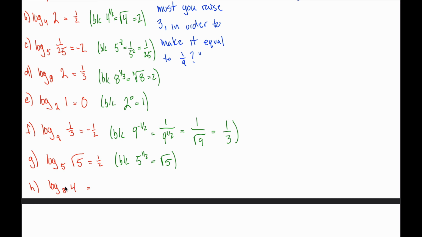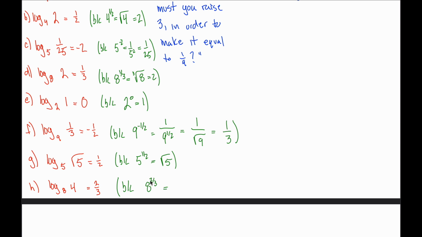Nah, 8 to the 1/2 would be the square root of 8. And the square root of 8 is not 4. The square root of 16 is 4. This answer is not 1/2. It'll end up being 2/3. And the reason why it's 2/3 is because 8, when you raise it up to the 2/3 power, gives you 4. You're like, really? I don't quite see that.